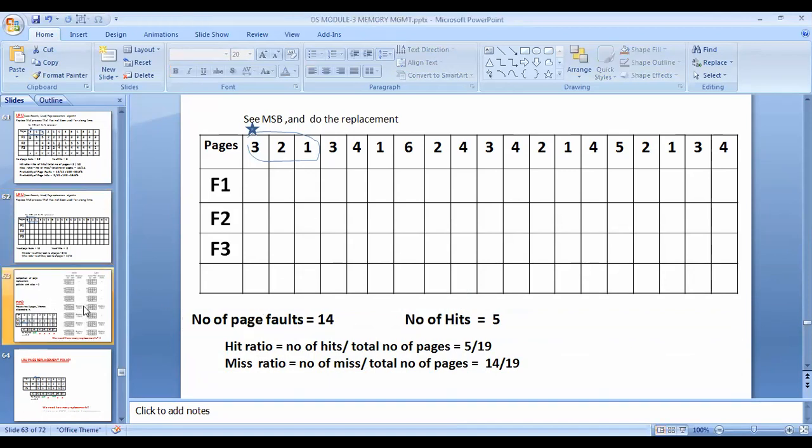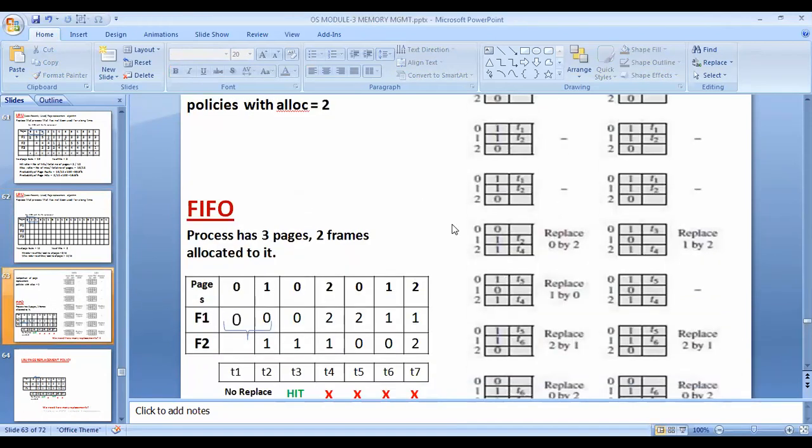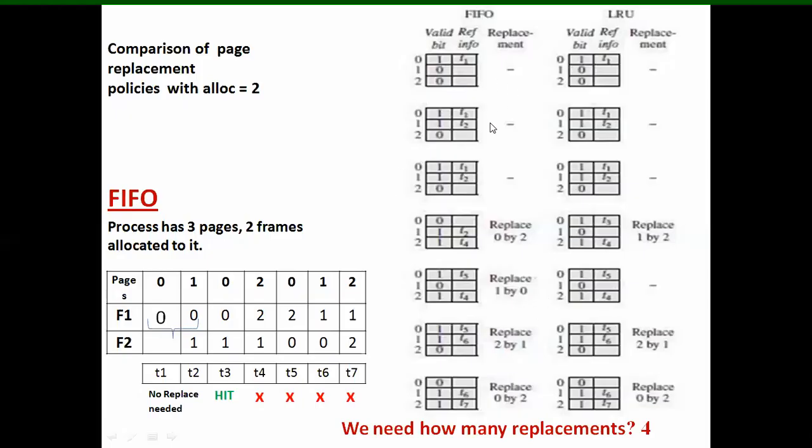Next, according to the book, they've given a simple table where we compare the first in first out and the LRU policy. For these many pages, how many frames have they given? Only 2 frames. This huge table is simply shown in this form because we are familiar with this particular format of pages and frame numbers. Thereby we can calculate the number of hits and page faults.